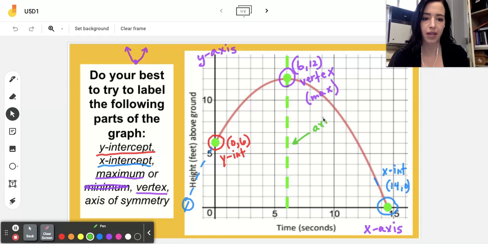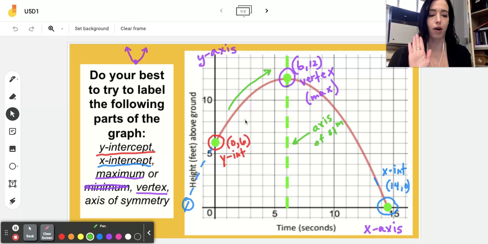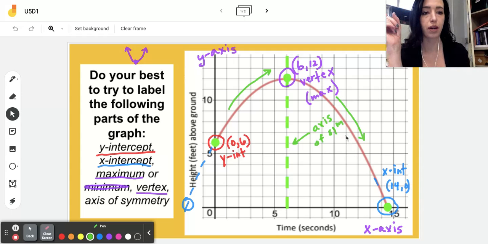All right, this cuts the curve in half. So on one side here, represents where the ball's height was increasing. On the other side of the axis of symmetry, that represents where the height of the ball was decreasing. All right, the axis of symmetry is right in the middle. And if you notice, this is really important, the vertex is always on the axis of symmetry.